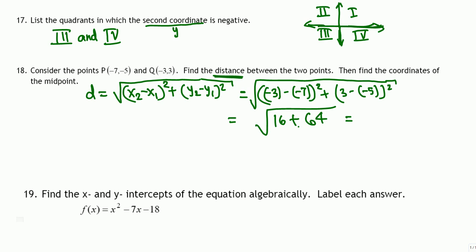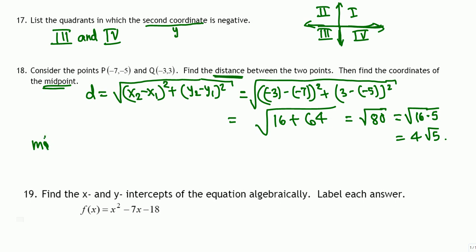We have the square root of 64 plus 16, that's 80. Now we want to simplify. We want to see if 80 has a perfect square factor, like 1, 4, 9, 16, 25, 36. So 16 divides 80. So 80 is the same as 16 times 5, and 16 is a perfect square number, so the square root of 16 is 4, which gives 4 root 5 units. That's the distance.